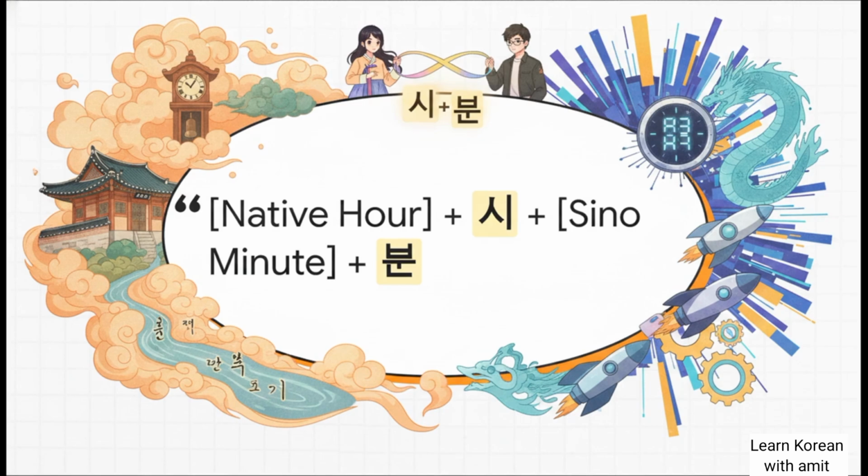You are quite literally speaking 2 entirely different languages. A native Korean system steeped in ancient tradition, and a Chinese-derived system built for mathematical speed in one single sentence. It's totally mind-bending when you really think about it. And the brilliant part is, this is completely standard, everyday conversational Korean. You're mastering a profound linguistic crossover every single time you check your watch.